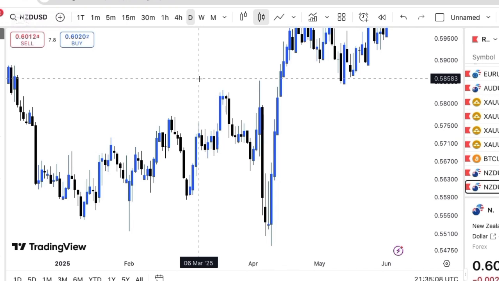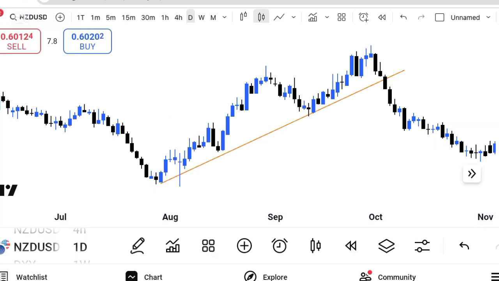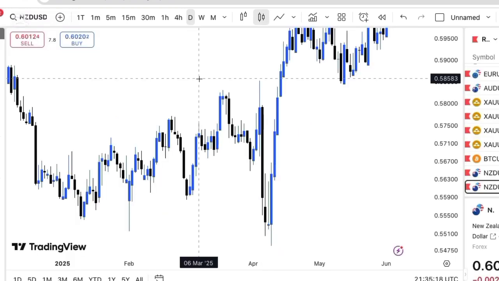So now let's talk about a trend line. A trend line connects higher highs in an uptrend and lower highs in a downtrend.